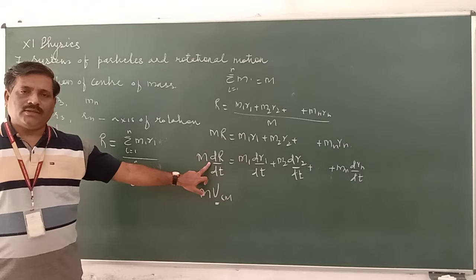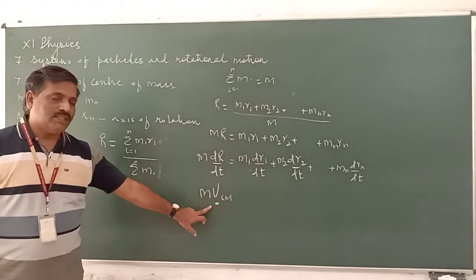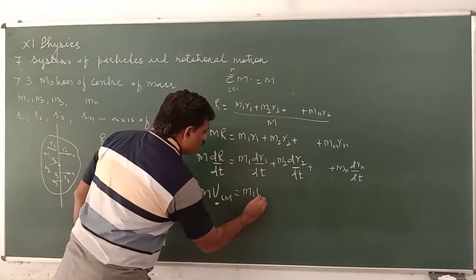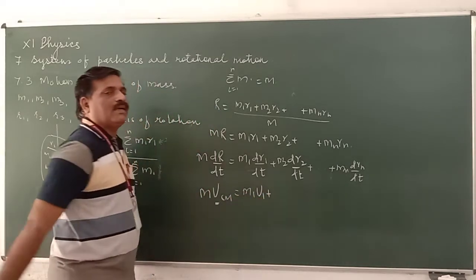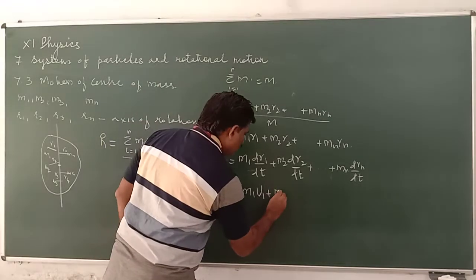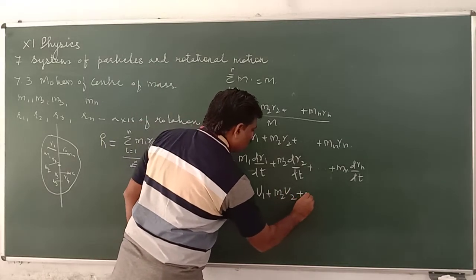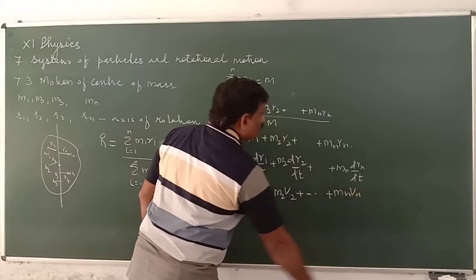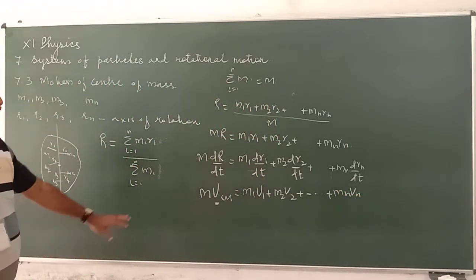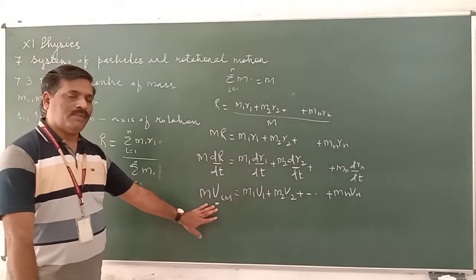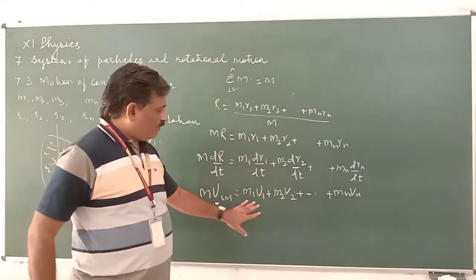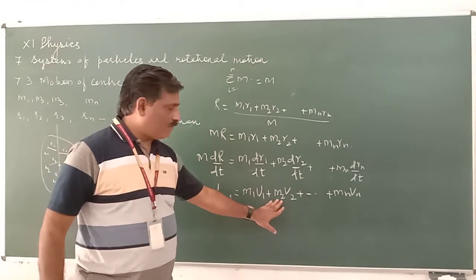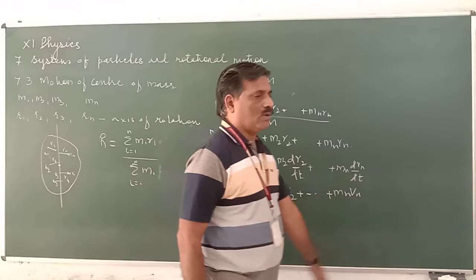R is the position vector of the center of mass, therefore its differentiation is the velocity of center of mass, which gives M times velocity of center of mass equal to m1 v1, velocity of first particle, plus m2 v2, velocity of second particle, plus so on mn vn, velocity of nth particle.